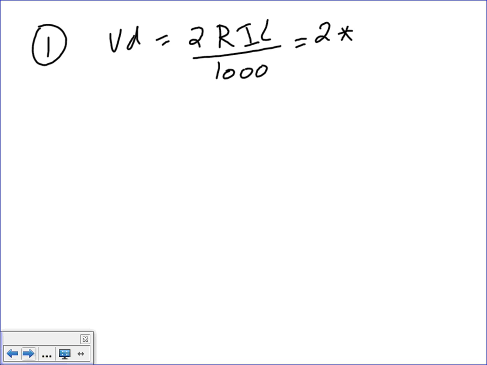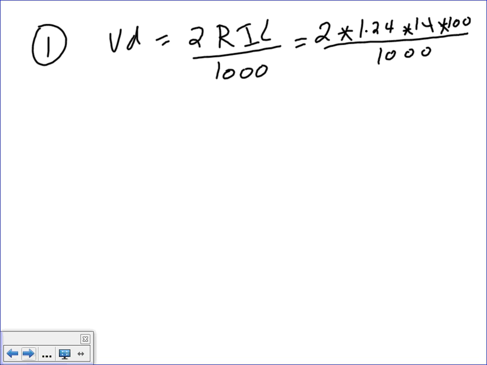At point 1, voltage drop equals RIL over 1,000, times, what's R for number 10? 1.24, stranded. This is from the NEC code book. Then I: what's I for the first section up to point 1? 14. And what's L? 100. And what's the 1,000? 1,000.